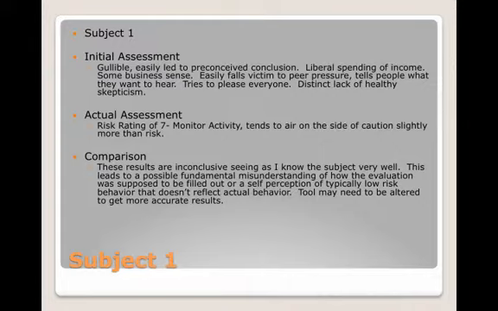Their actual assessment was only a risk rating of 7, which according to our matrix denotes that they need to monitor their activity, but they are not at an immediate risk. It's definitely shades of gray in terms of activities. They exhibit both risk taking and risk avoidance behaviors.